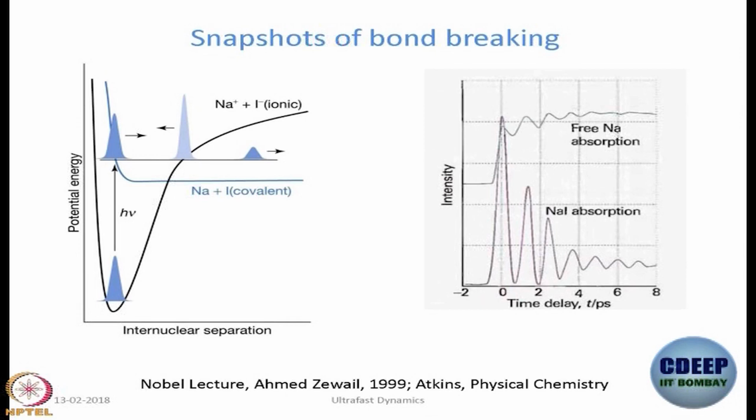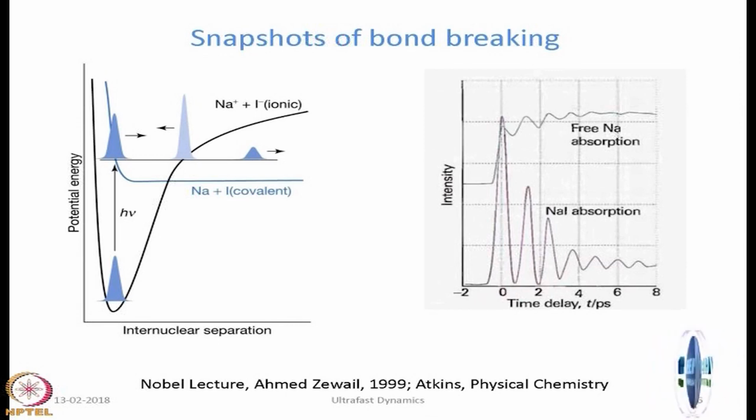First of all, what kind of shape do I expect? If I tune my probe to that of NaI, Na plus I minus, then I expect a decay. If I tune it to that of Na, neutral, then I expect a rise, right? But if there is an oscillation between the two, then what do I expect to see? The rise will not be like this, it should be something like this. That is what you get.